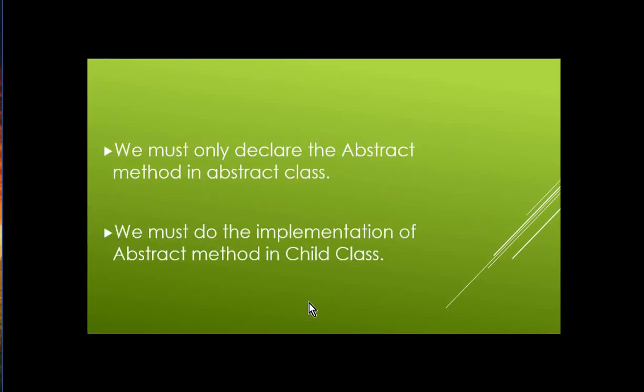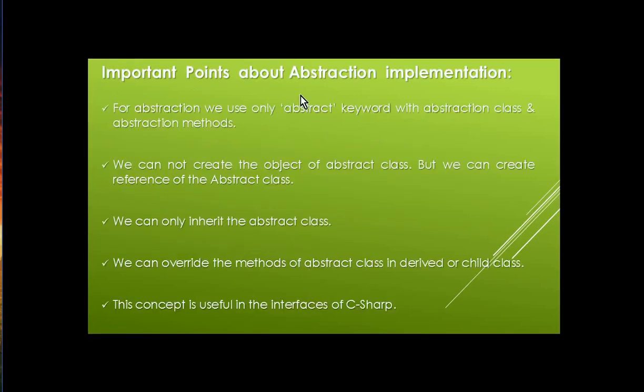So let's talk about some important points about abstraction implementation, or you can say the summary of the whole discussion. For abstraction we use only the abstract keyword with abstract classes and abstract methods. We cannot create the object of an abstract class, but we can create a reference of the abstract class. We will see it when we implement it in Visual Studio. Then you will understand everything practically.